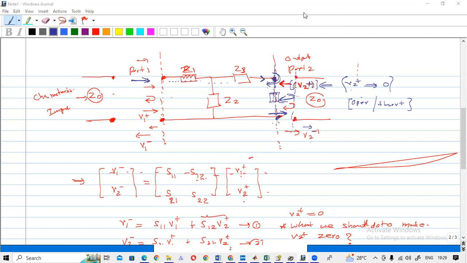You can ask me if you can't understand this, and then I will explain again. Do you have any idea? So how do we terminate this circuit?